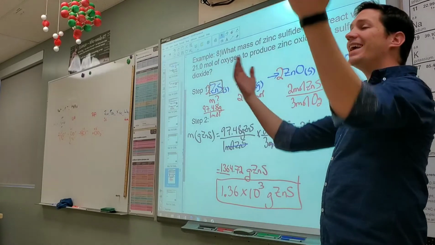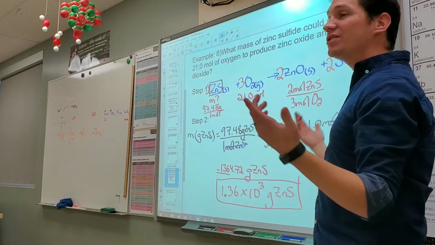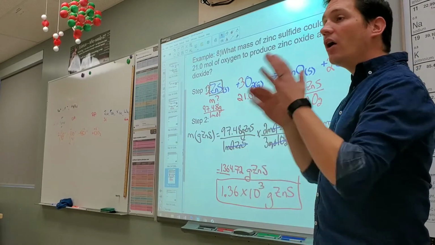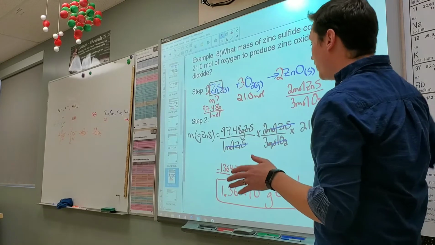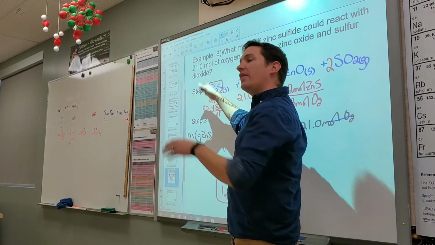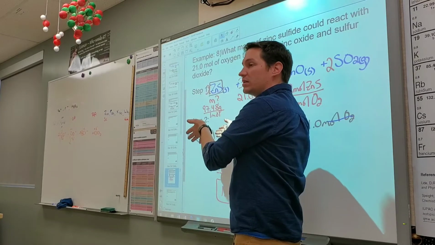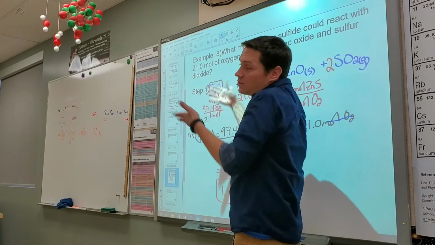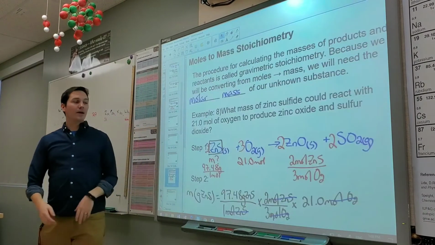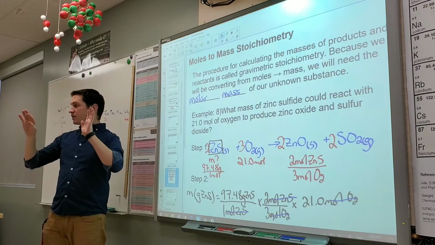You can do stoichiometry as complicated or as simple as you want. All you have to do is be able to get the moles of this thing, convert it into moles of that thing, and then convert it into whatever you want. Here we want mass, so we need a molar mass. Okay, no problem. I'm just going to ask you one more question.